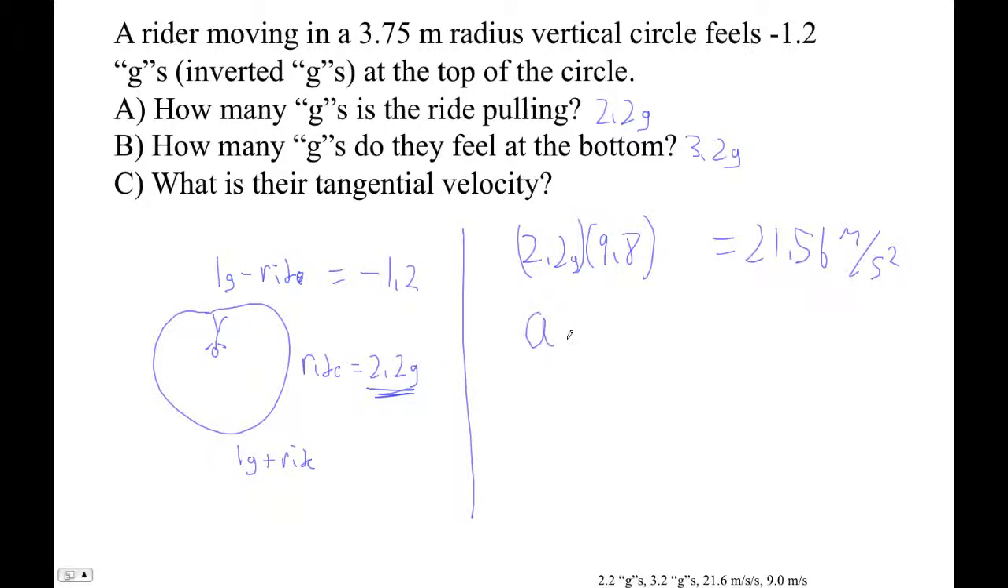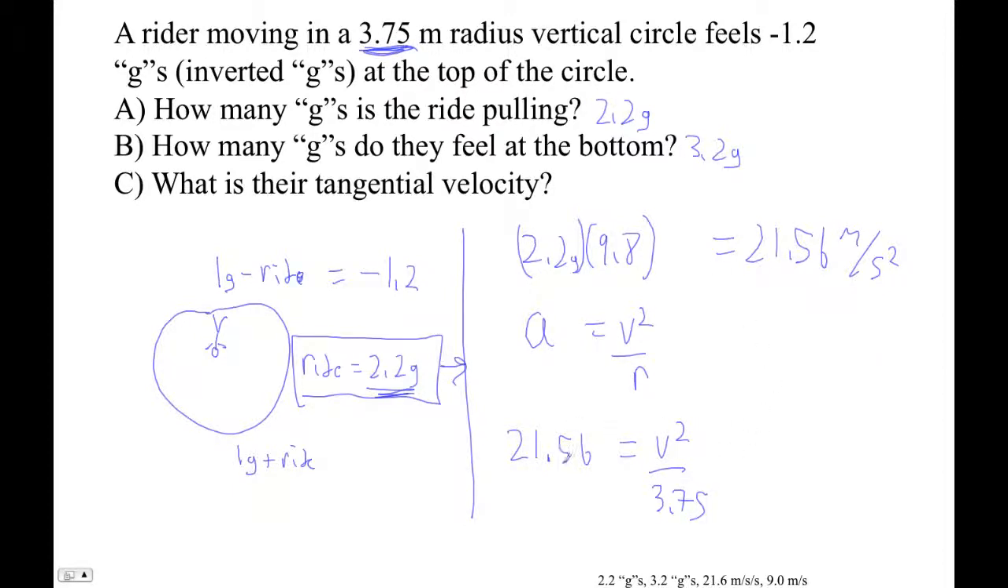And then what is their tangential velocity? We're going to use this formula to find it. So figure out the Gs, right? The ride is what you want to use. That's the thing that you're going to use. Figure out the acceleration and then just solve, do maths. 21.56 is v squared divided by the radius, which is 3.75. It says that up here, right? So now we're solving for v.